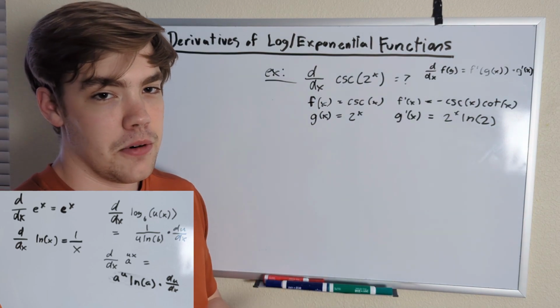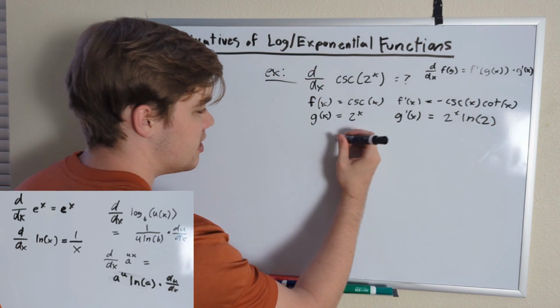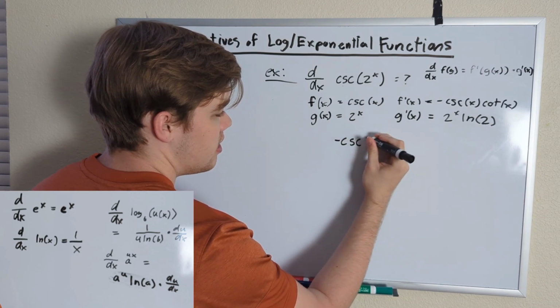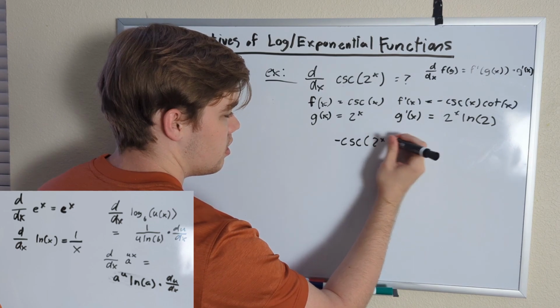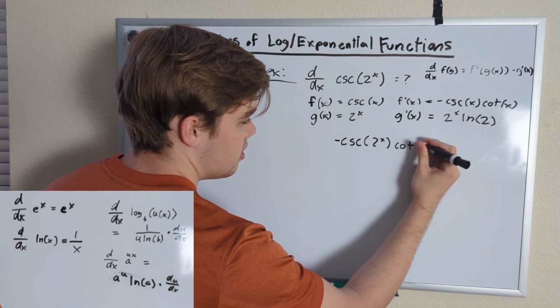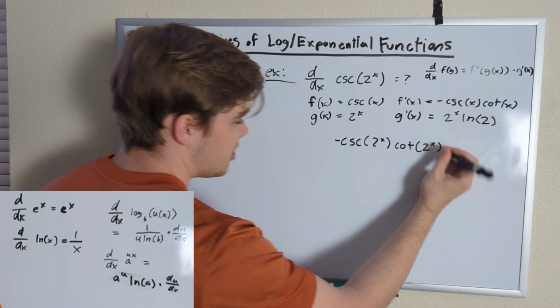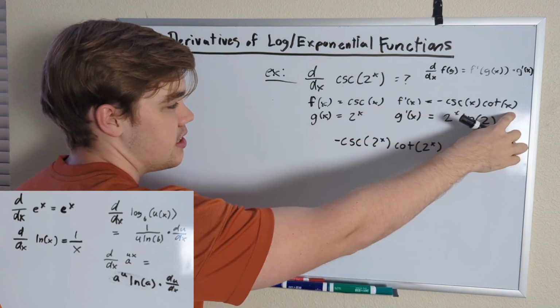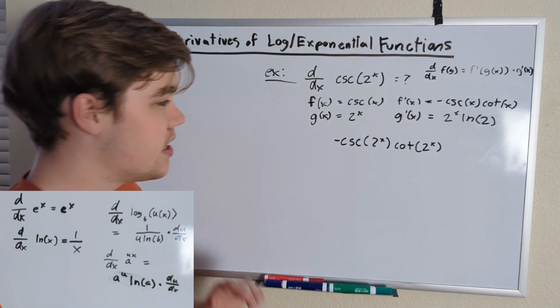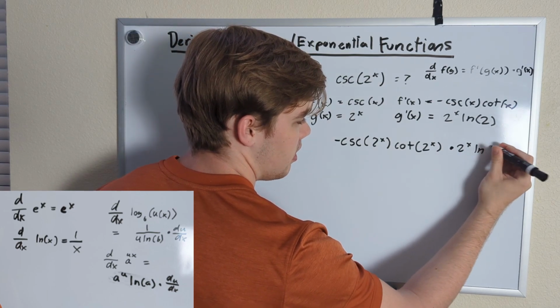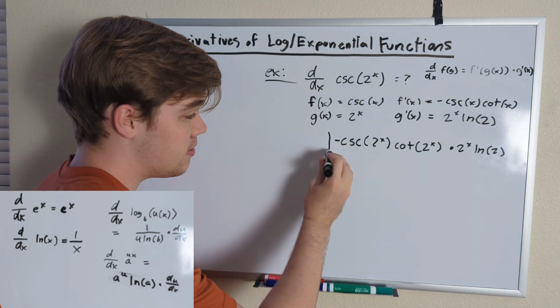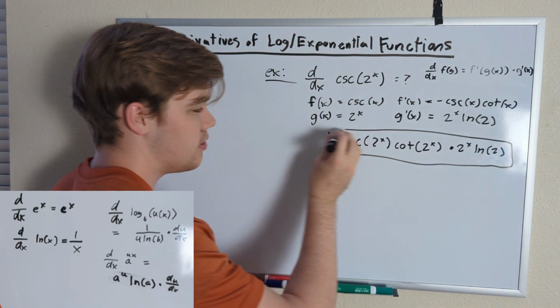Now let's apply the chain rule to this problem. Our f prime is negative cosecant, and instead of putting x in here, we need to put g of x, which is 2 to the x, times cotangent of 2 to the x. Just like before, we have to replace our x in here with our g of x function. And then this whole function is multiplied by 2 to the x times natural log of 2. And that is our derivative, using the chain rule along with some exponential function rules.